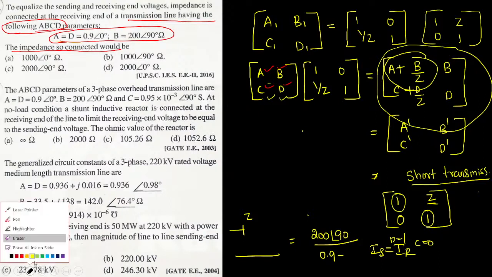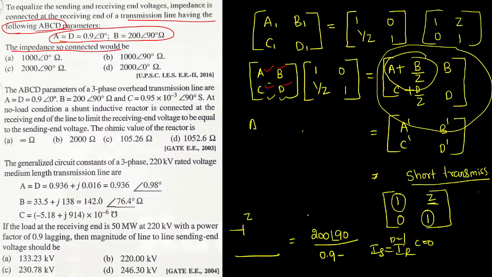Now you will get the answer. So what we know now is the value of A plus B by Z, that is the total impedance, that will be equal to 1. So that is the total A. This total value will be considered as the total A of the short transmission line, that will be equal to 1.